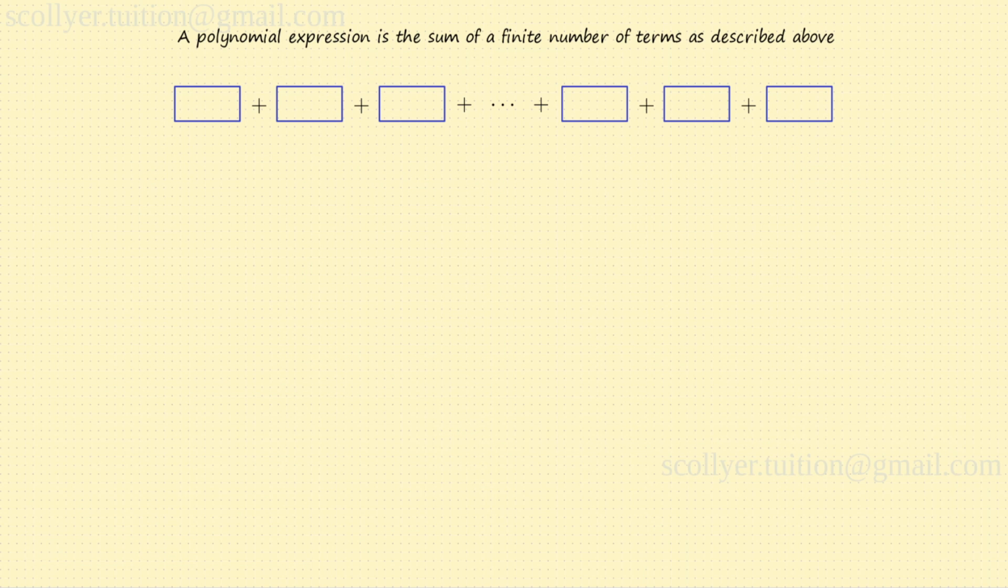A polynomial is the sum of a finite number of terms. Here, each blue box contains a single term, and in fact there are 10 plus 1, i.e. 11 terms in this polynomial. However, the term whose coefficient is 0 would usually not be written. So we would see only 10 terms written in this polynomial.